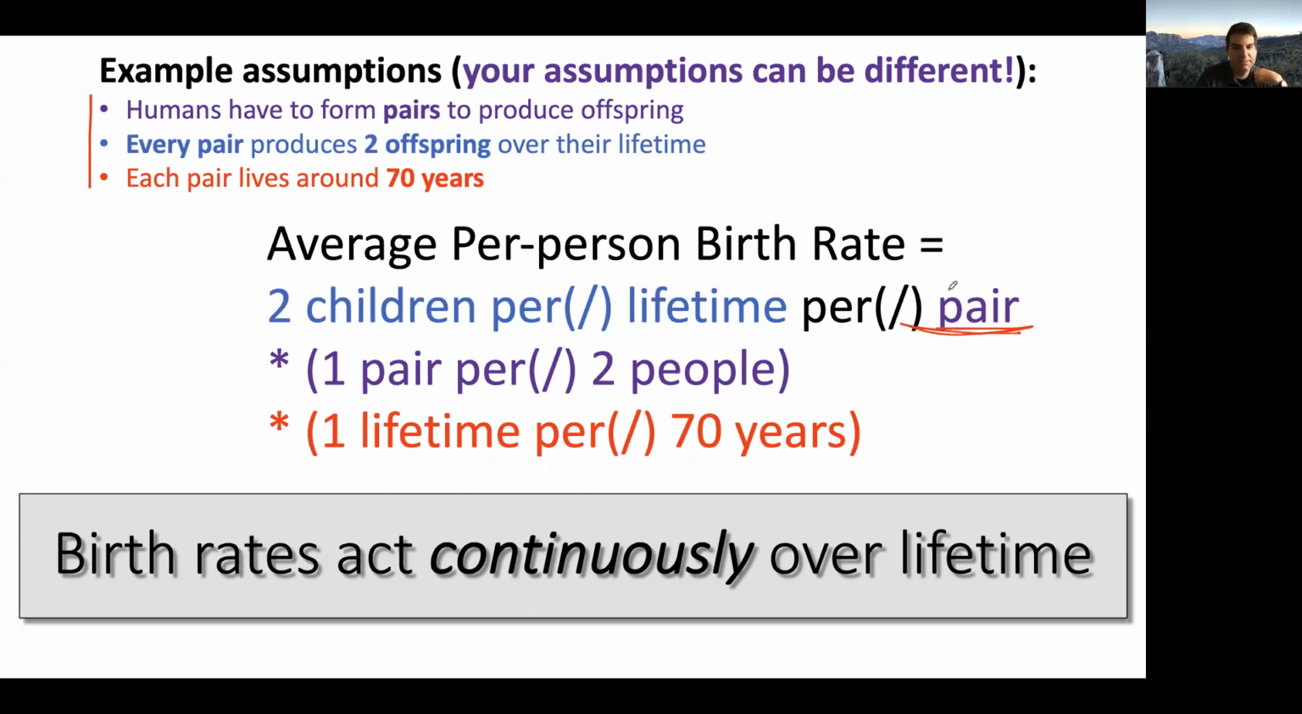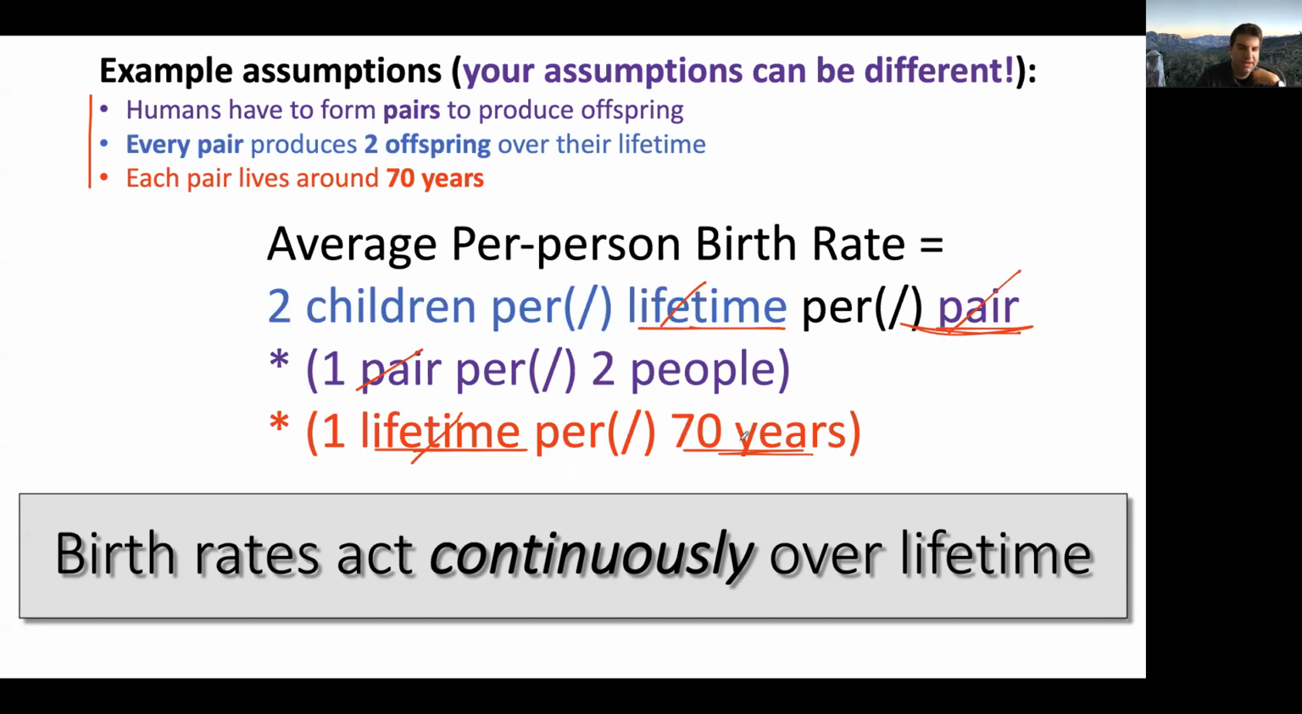That will cancel out this pair that's up here. Then we have to say, how long do they live? Each lifetime is going to be 70 years. And so that will cancel out this lifetime. So this divided by pair gets multiplied by pair here, and that pair is going to cancel with that pair. And this divided by lifetime is going to cancel with this lifetime. So these 2 things will cancel. And now we get this 2 children per person.